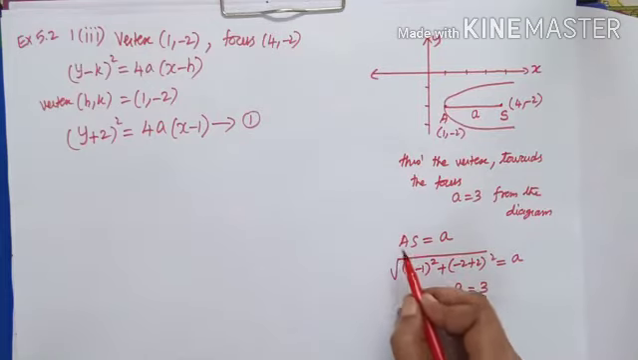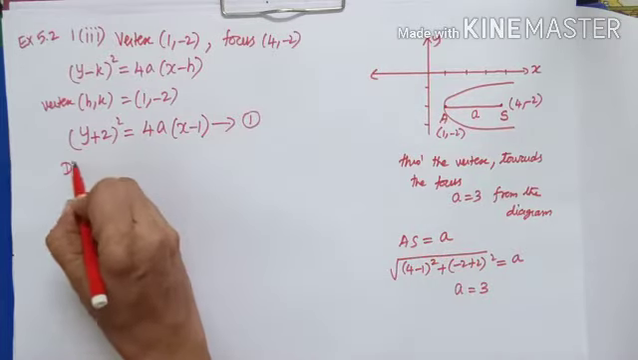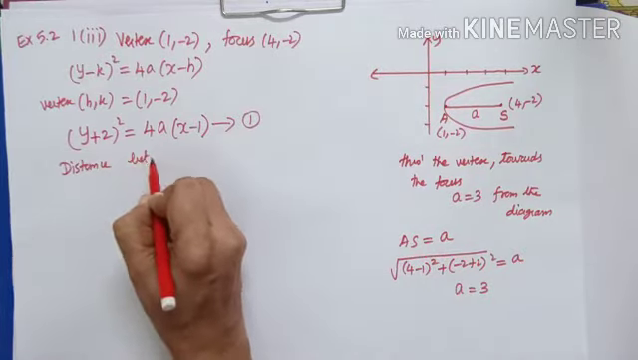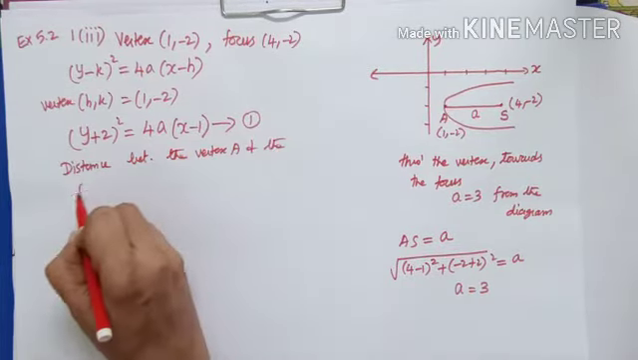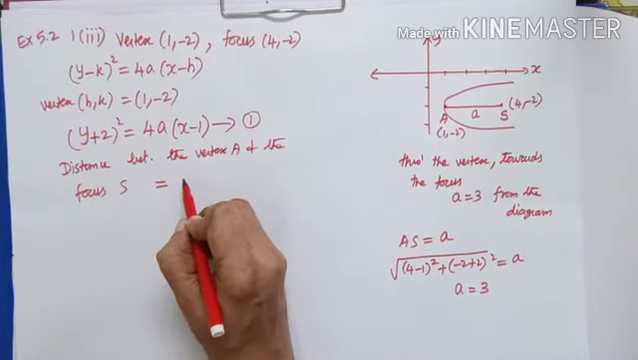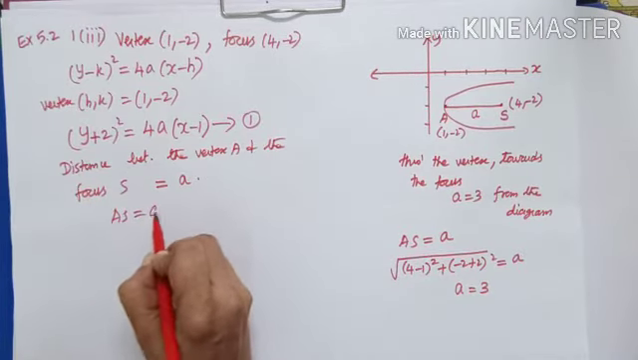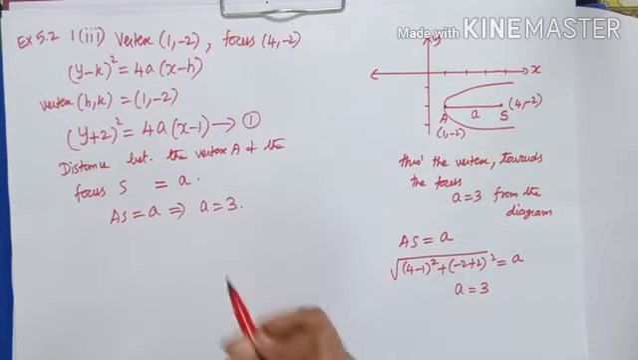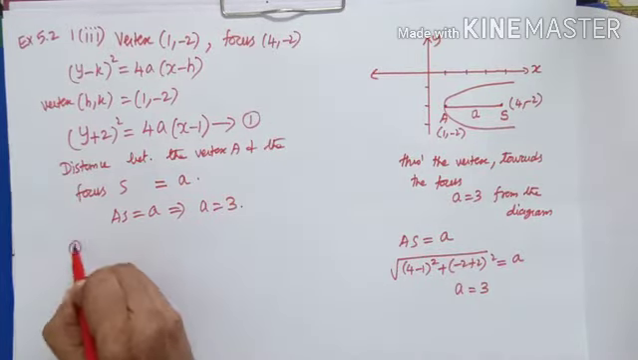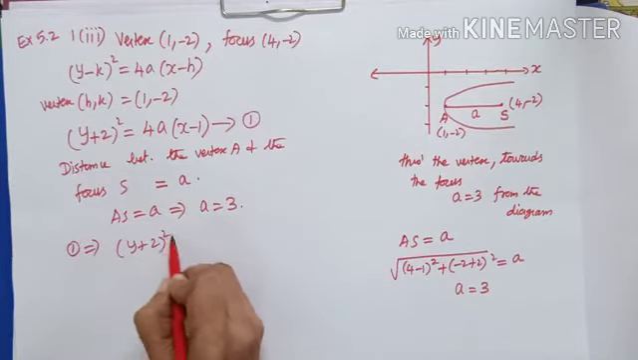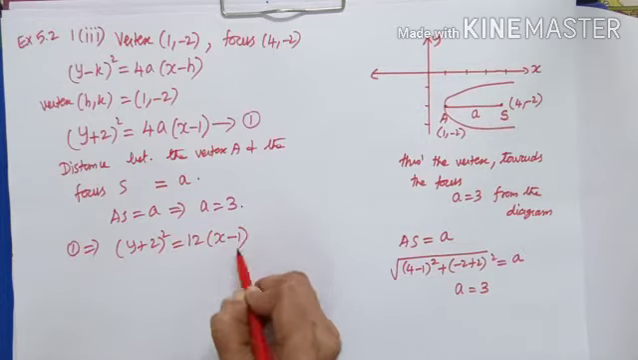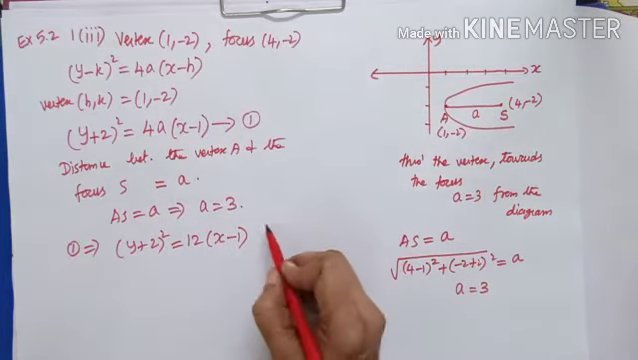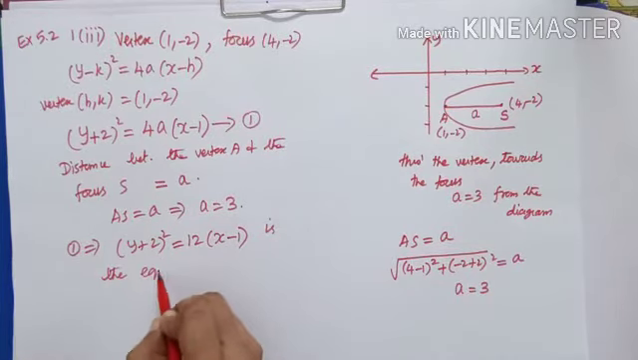The distance between vertex and focus is a. So we write distance between the vertex A and the focus S is equal to a, or I say AS equal to a, implies a is equal to 3. Put it back in equation 1. We get (y plus 2) the whole square equals 4 into 3, 12, into (x minus 1), and this is the required equation of the parabola.